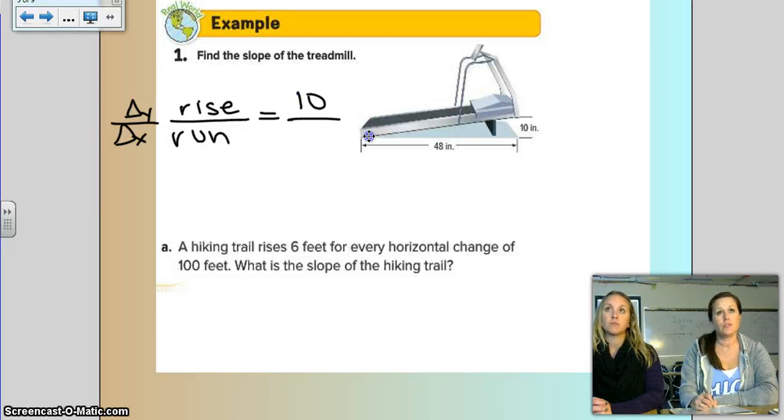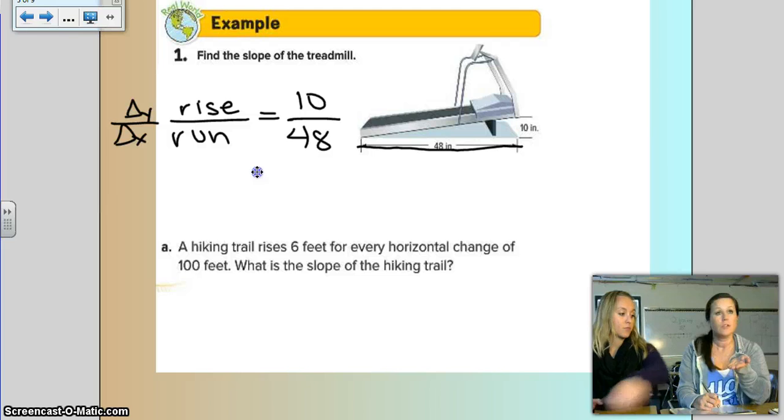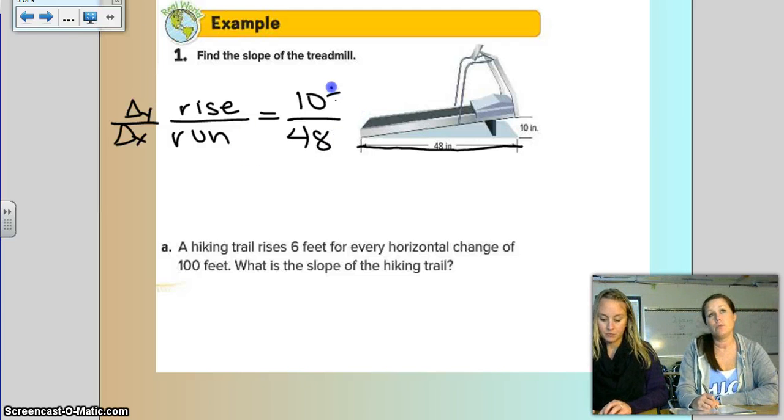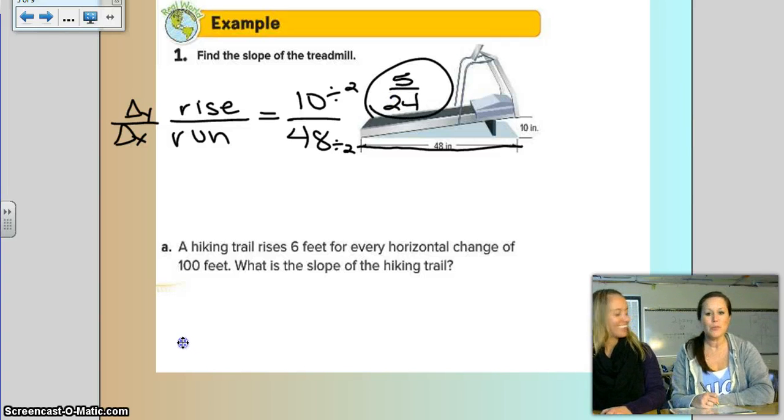Over, and then how much does it run? Running is the change in x, which if this was on a graph, this would be my x value. So it's going to be 48. So my rise over run, or my slope, is 10 over 48. You can simplify, but not to a decimal. So I would divide both of these by 2, and I'm going to get 5 over 24. That is my final slope of the treadmill.